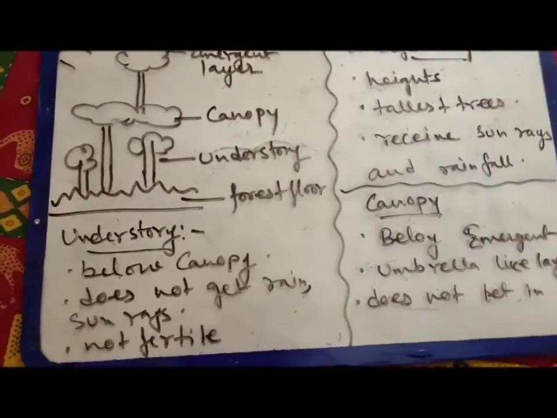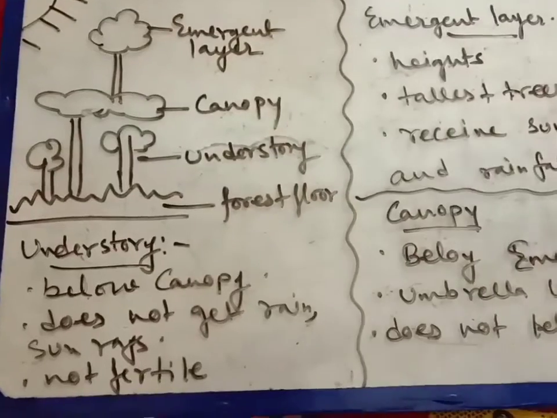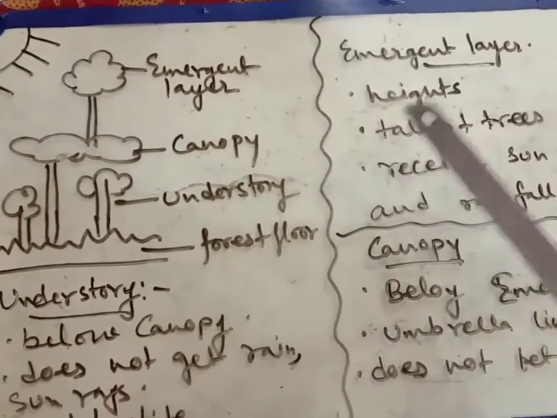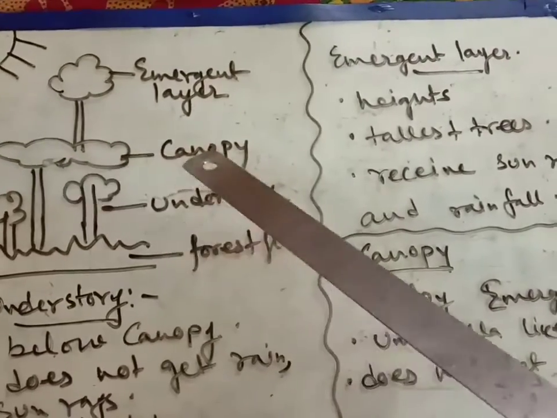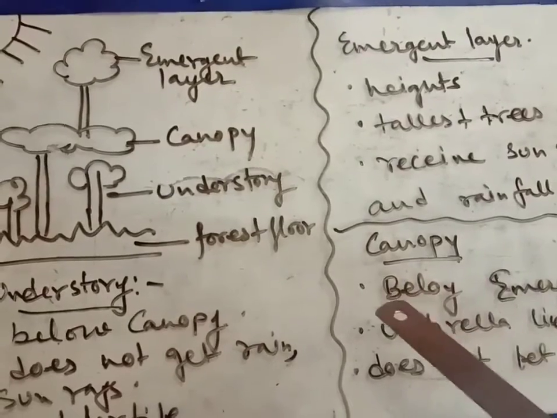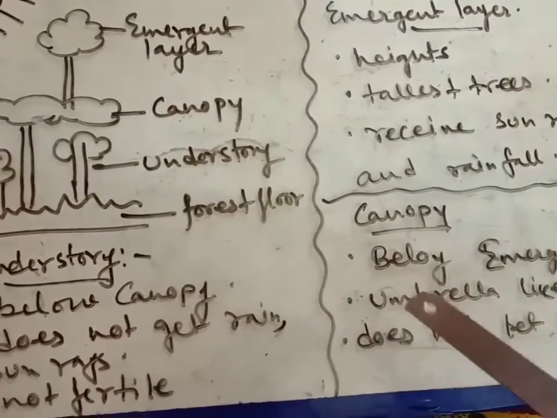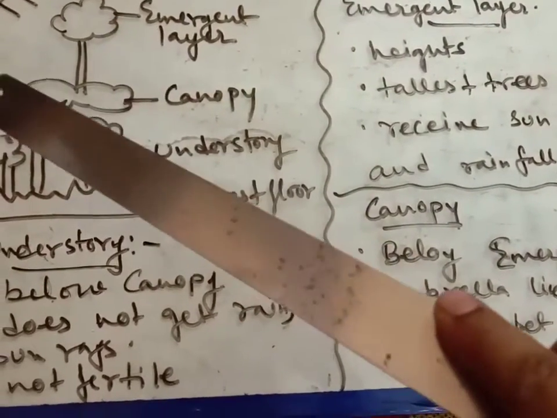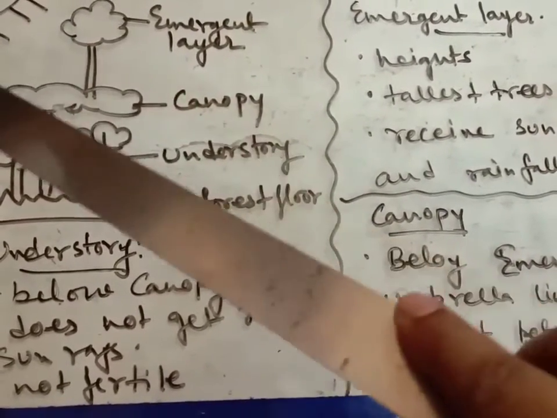Next one is called canopy. It is just below the emergent layer. This is the emergent layer, and below this is the canopy. It looks like an umbrella, an umbrella-like layer. You can see it is very huge. The canopy, that means the top, is very huge.